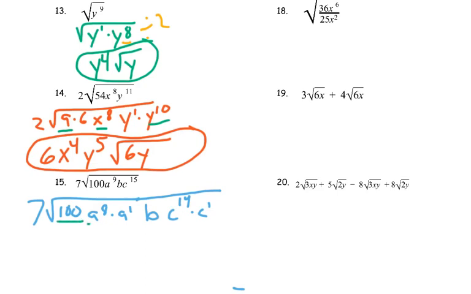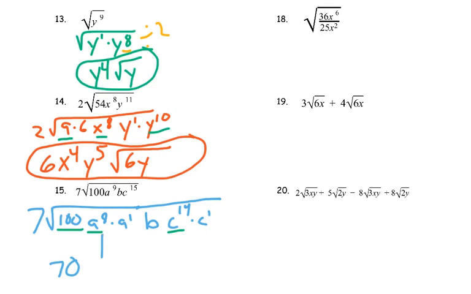100 gets to escape. A to the 8th gets to escape. And C to the 14th gets to escape. So those 3 guys are going to escape. So let's do the square root of 100 is 10. So 7 times 10 is 70. A to the 8th, divide that by 2, becomes A to the 4th. C to the 14th becomes C to the 7th.